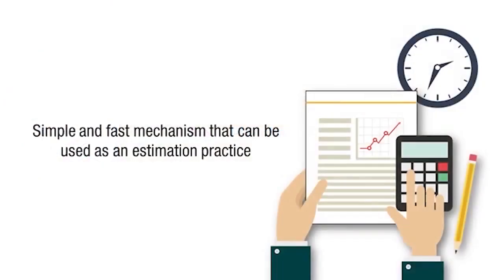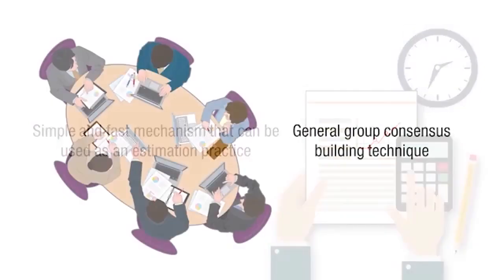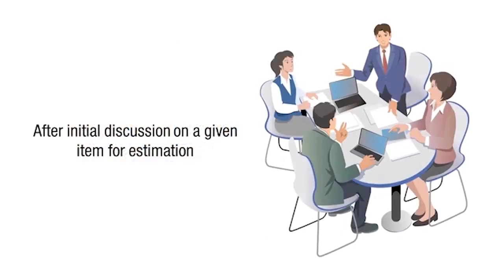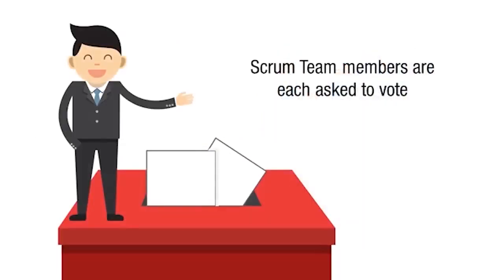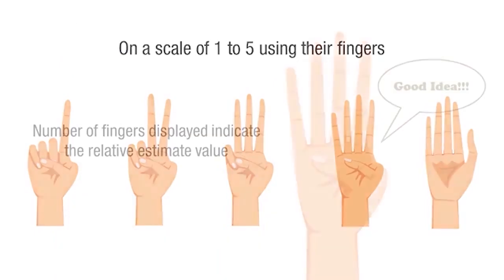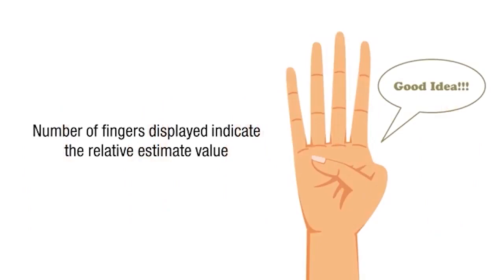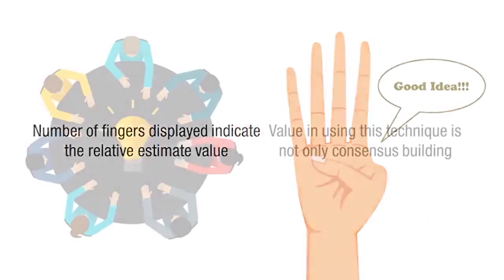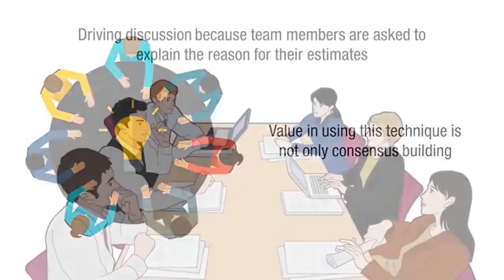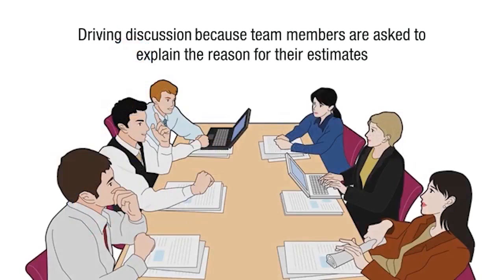It is a simple and fast mechanism that can be used as an estimation practice as well as a general group consensus building technique. After initial discussion on a given item for estimation, the Scrum team members are each asked to vote on a scale of 1 to 5 using their fingers. Used as an estimation tool, the number of fingers displayed indicates the relative estimation value. The value in using this technique is not only consensus building, but also driving discussion because team members are asked to explain the reason for their estimates.